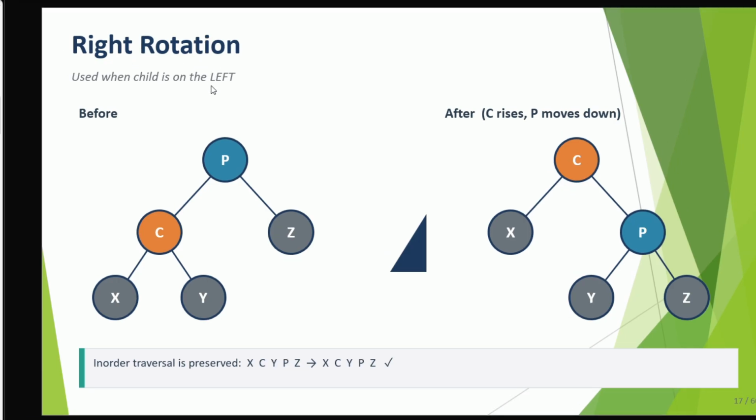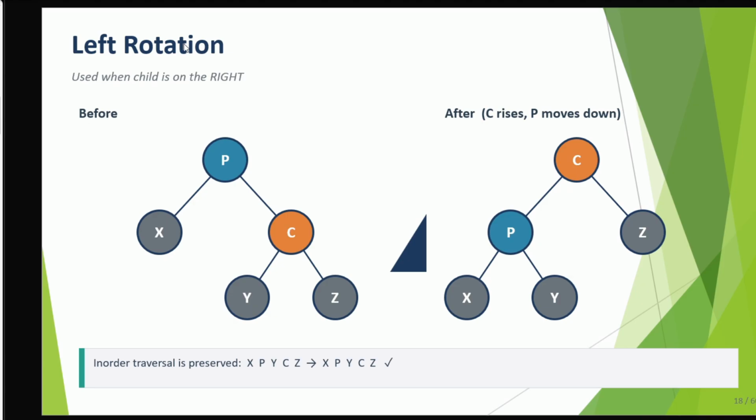First is right rotation. We use it in the case where the left child has a higher priority value than its parent. Then we'll perform a right rotation so that the left child becomes the parent and the parent becomes the right child of the previous node.